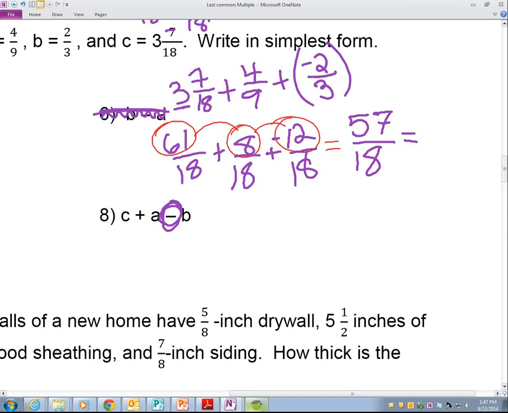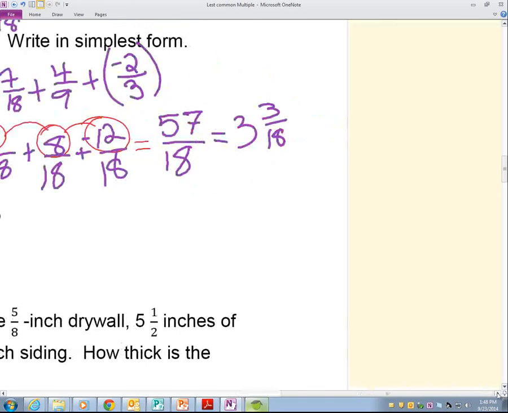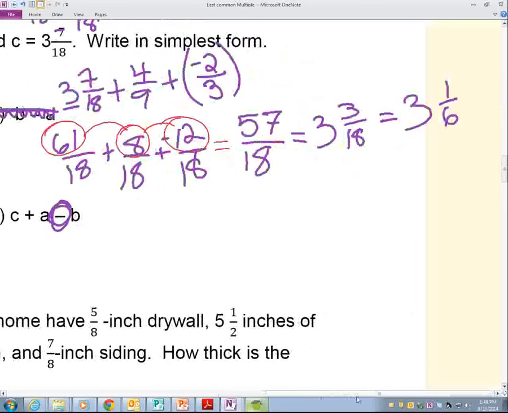So we have 57. So 18 times 3 is going to be 20 times 3 minus 6, which is 54. So we have a remainder 3/18, and can 3/18 simplify? So 3 and 1/6. Is this equaling a variable? No, it is not. I just circle. Boom. I'm done with that one.